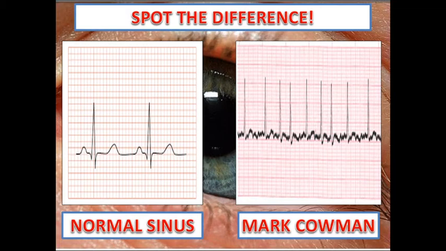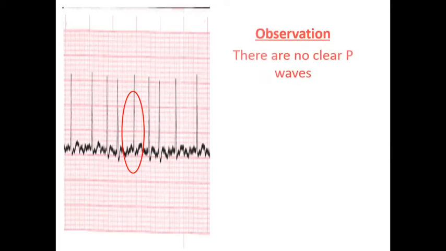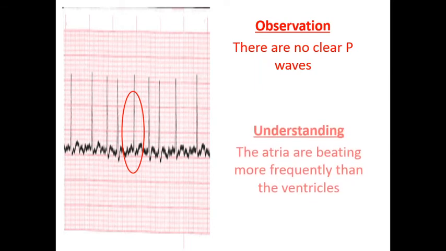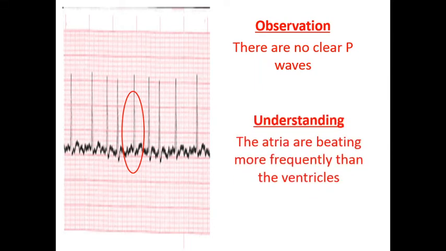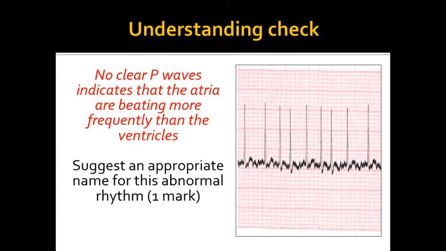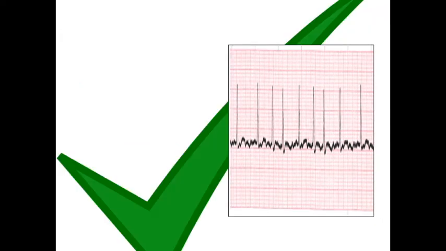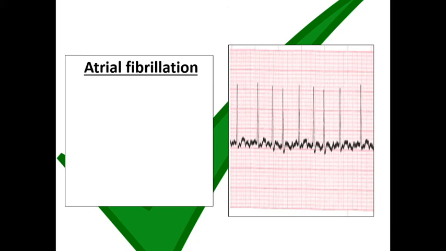The issue here is Mark Kalman's atria is contracting multiple times for every contraction of his ventricle, where it should be a one-to-one relationship, one atrial contraction followed by one ventricular contraction. But Mark Kalman has many. He has no clear P waves. The atria are therefore beating more frequently than the ventricles. He has an irregular heartbeat, and we call irregular heartbeats fibrillation. Because it's the atria that's being a bit weird, it is atrial fibrillation.